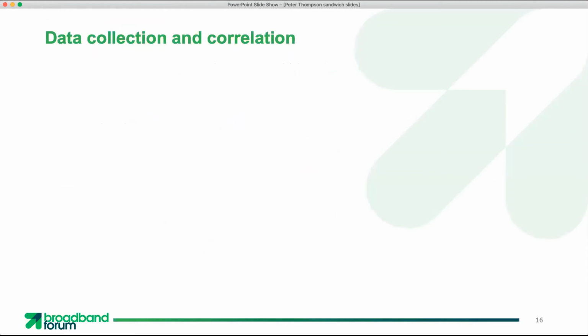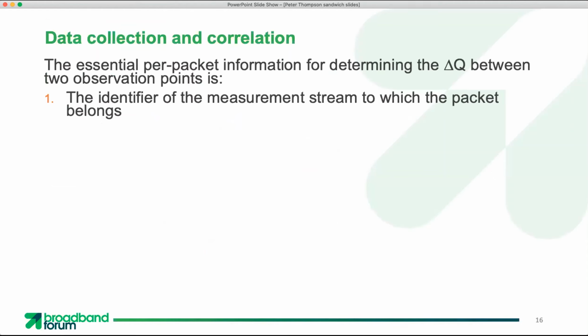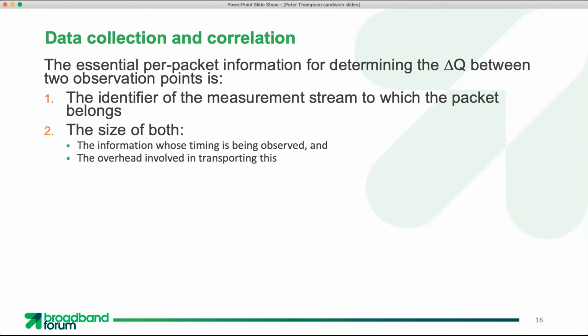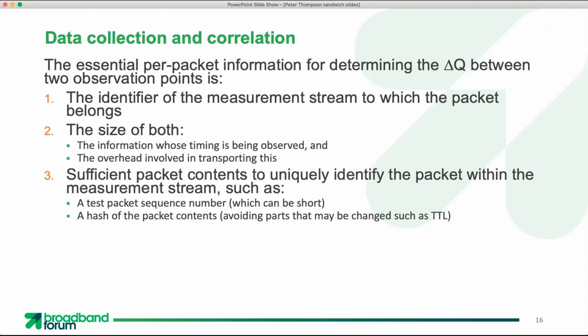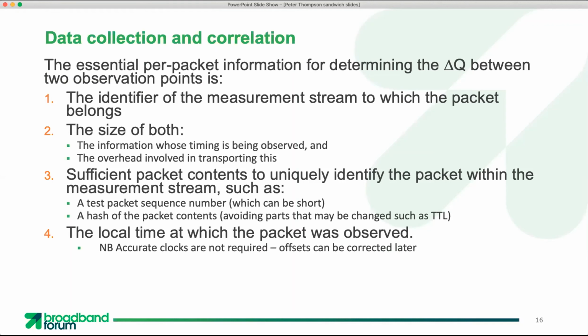So what's the data we need to collect? We need to know which measurement stream it is. We might have a lot of different things going on, so we need to make sure we can distinguish packets belonging to one measurement stream from another. We need to know the size of what we're looking at, because the delta Q will depend on that. We need to know enough about the packets to know which one it is within the stream, so we can just use a sequence number, for example. And we need to know the local time that it was observed at.